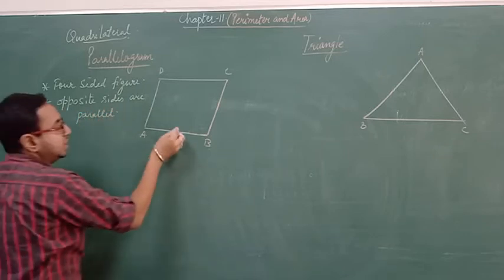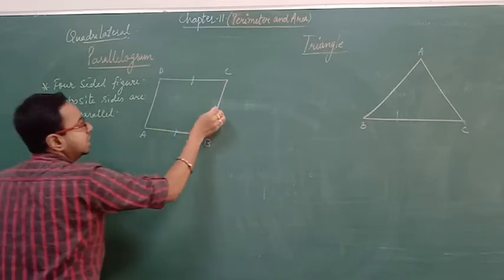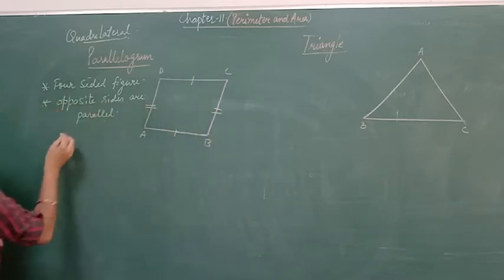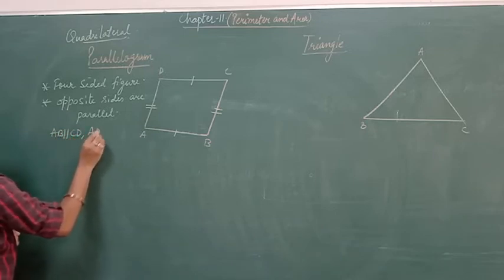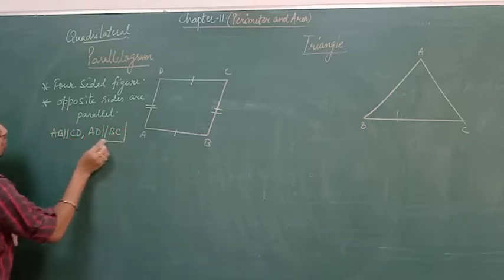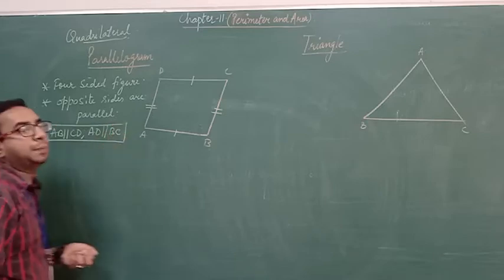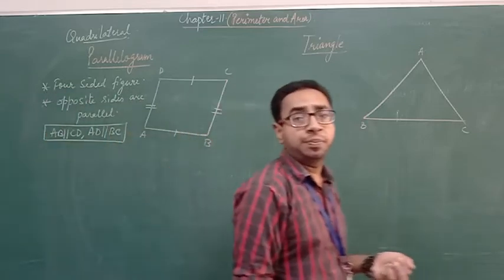It means that this side is parallel to this side. This side is parallel to this side. It means AB is parallel to CD and AD is parallel to BC. This is the most important condition. Opposite sides are parallel in case of a parallelogram.